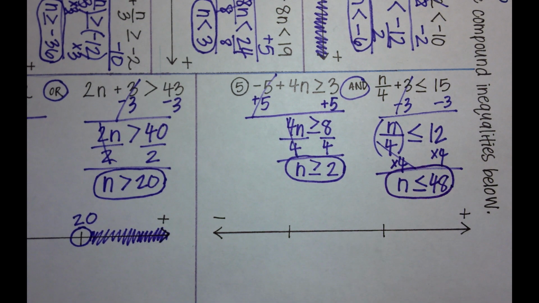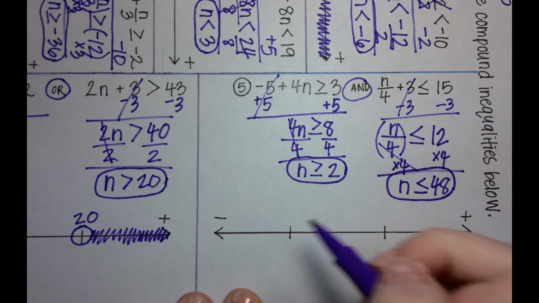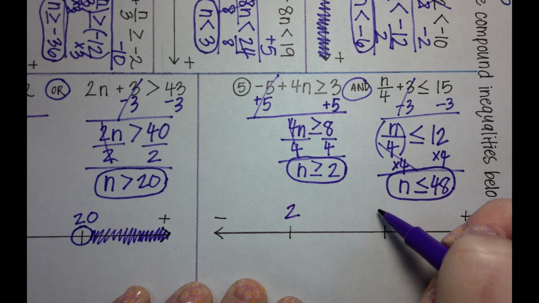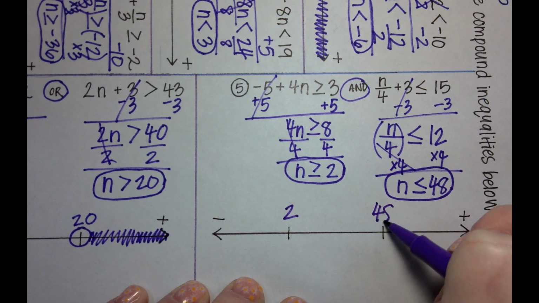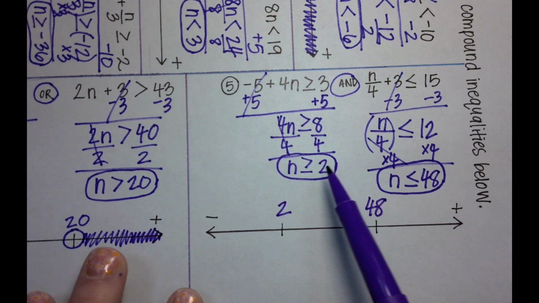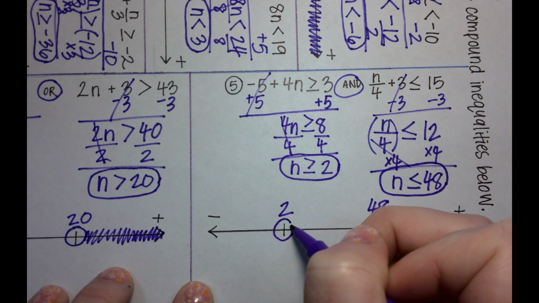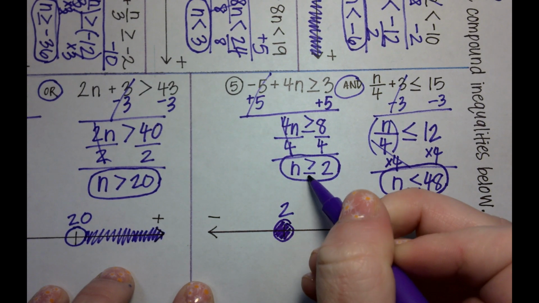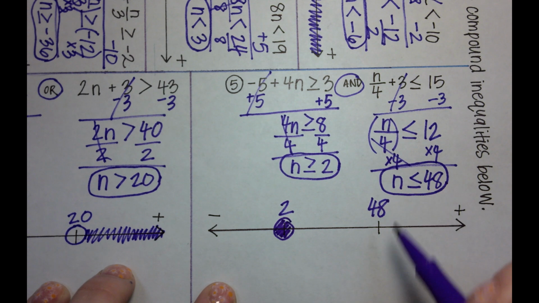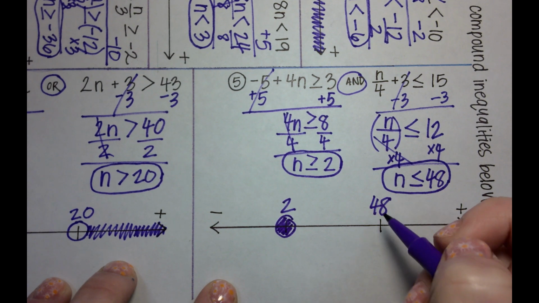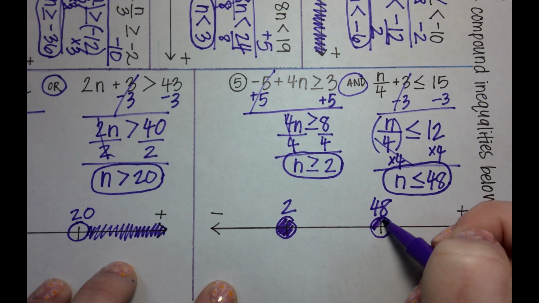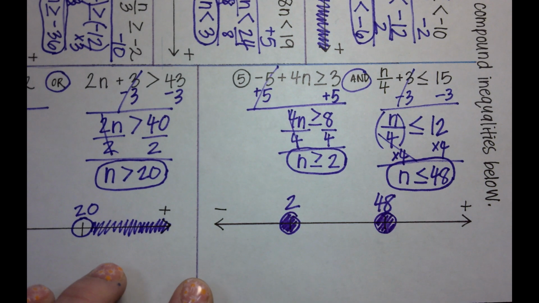Very good. These are pretty simple to tell which one's smaller. They're already done in order. We'll put a 2 first, 48 second. Now on my 2, is it an open circle or closed? Closed. Good. It's greater than or equal to. And then my 48, open or closed? Closed, awesome. And where do I shade?